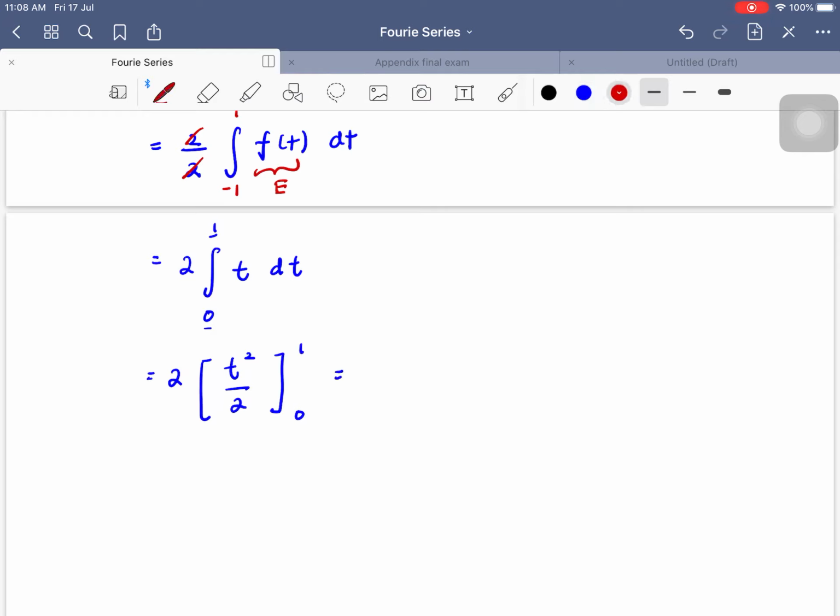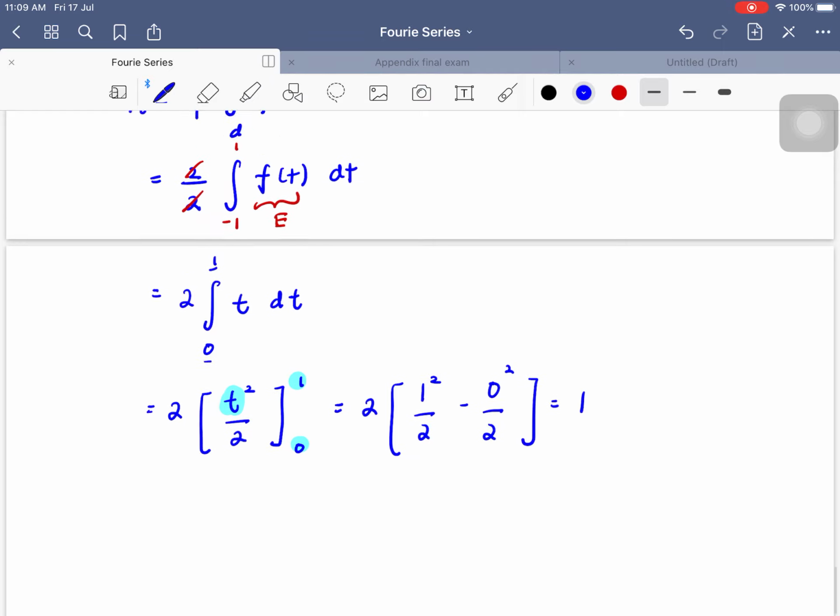Okay, now I'm going to start substituting, from t equal 1, and then t equal 0. Do not miss out the 2 outside, so put it over here. When I substitute t equal 1, I'll end up with 1 squared over 2 minus 0 squared over 2, so I will end up with 2 times a half, and that is going to be 1. So that is going to be my a0.